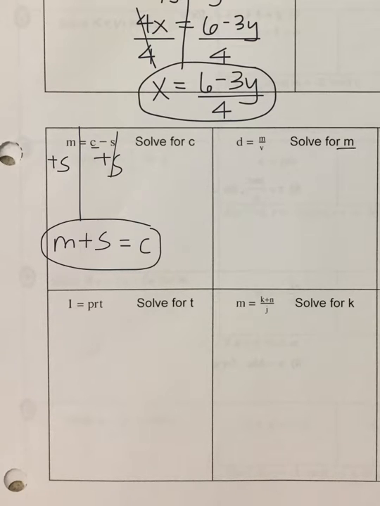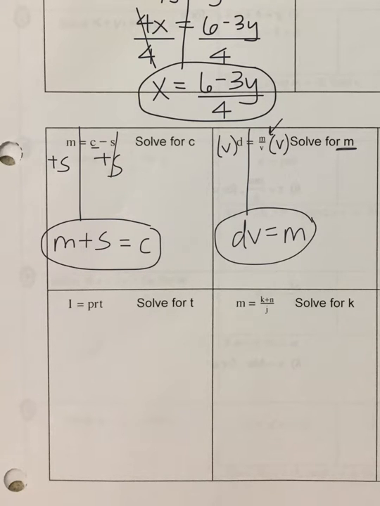The second one says solve for m. So m is on that side. So that tells me I need to move that v away. M is being divided by v. The opposite of division is multiplication. So now I have dv equals m. M is by himself. Final answer.